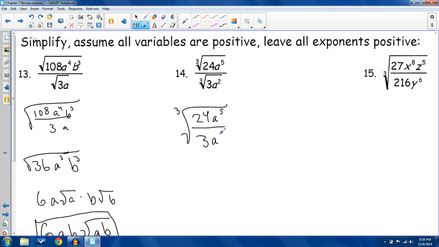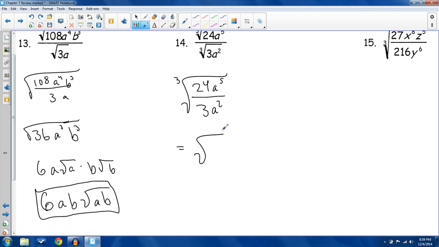But looking at it like this, I think everyone can agree. I see 24 over 3 much more easily here. I see a to the fifth over a squared much more easily here. This becomes the cube root of 8, like I said. A to the fifth divided by a squared is a cubed. Okay, the cube root of 8 times the cube root of a cubed. That gives you 2a. Boom.